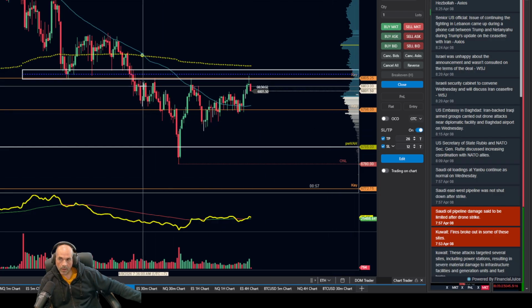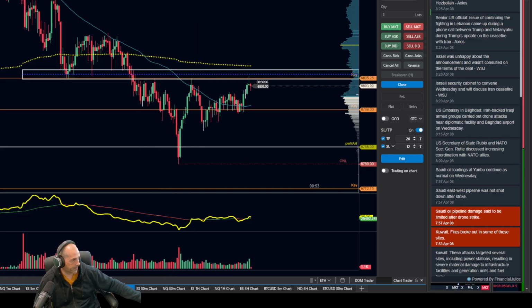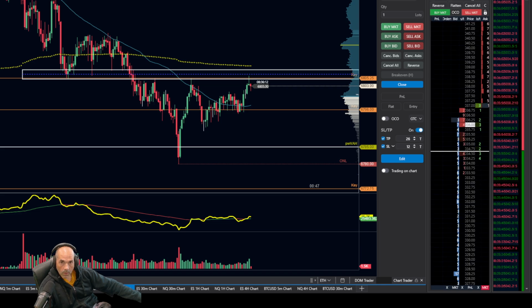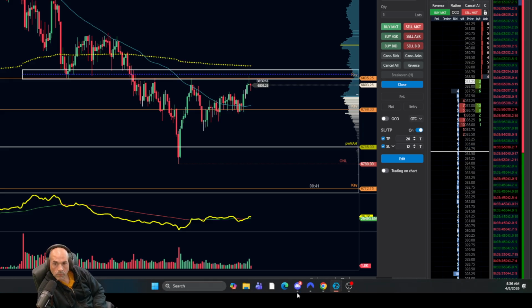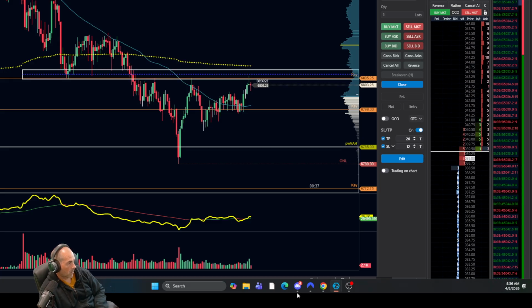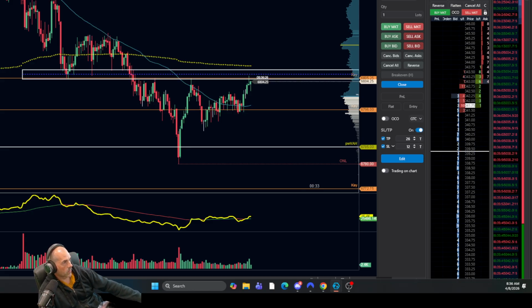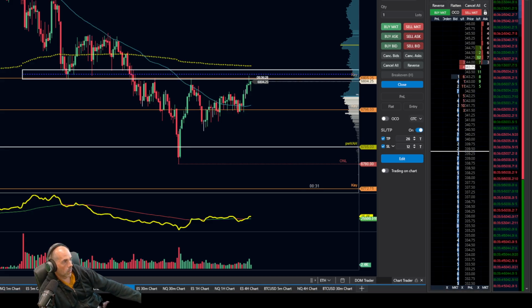All right, so now we've got 1, 2, 3 touches, arguably 4. It's got a lot of sells coming in right there. Now I'm also looking on this other screen, looking at the 5-minute delta. I'll bring it over here for you to check out.